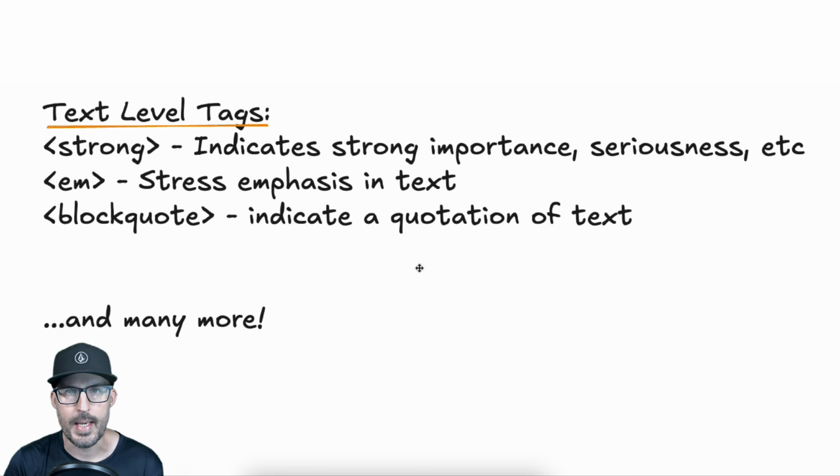From there, we also have text level tags. So things like strong, which indicates strong importance or seriousness of a particular part of your text. We have an EM tag, which helps stress emphasis in certain parts of text inside of a larger paragraph, for example. We have other tags like block quote, which indicates a quotation of text. So imagine you're authoring a web page and you are quoting some content from somewhere else. You can use a block quote tag in order to represent that in your code. And there are many, many more of these types of tags. And so for a full exhaustive list, you could check out the MDN web docs on semantic elements.